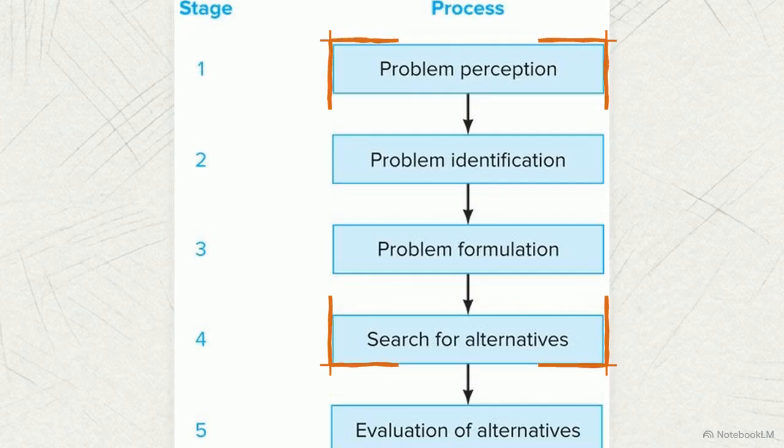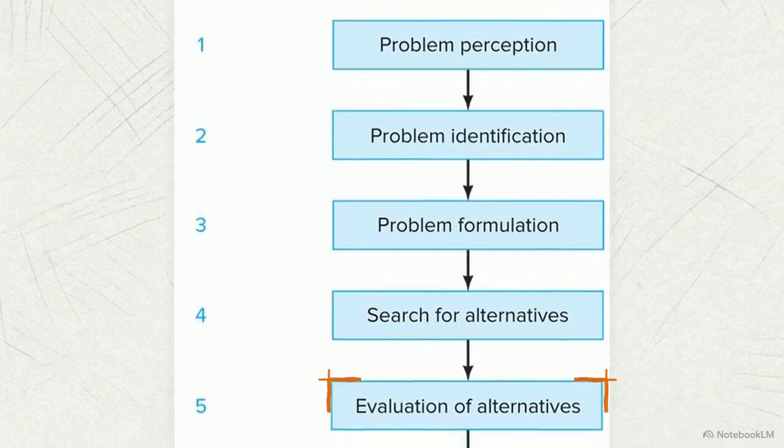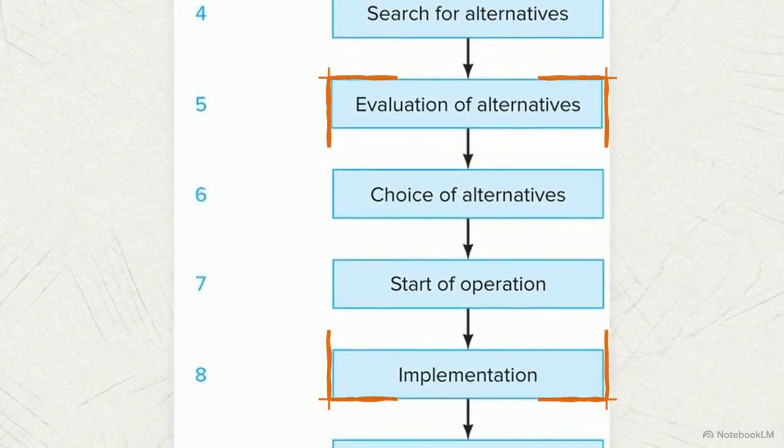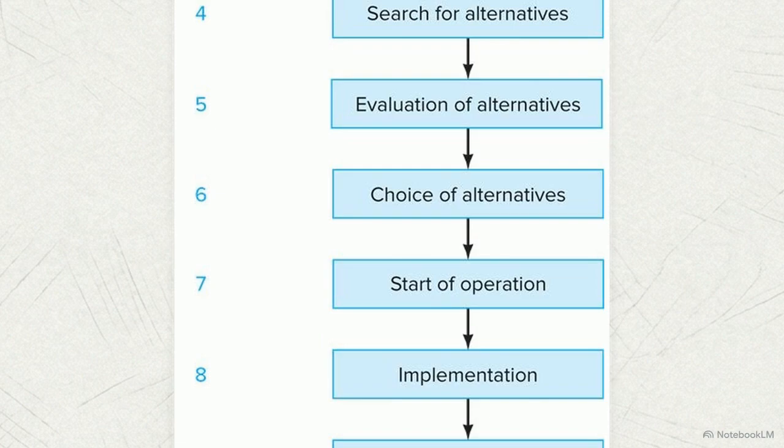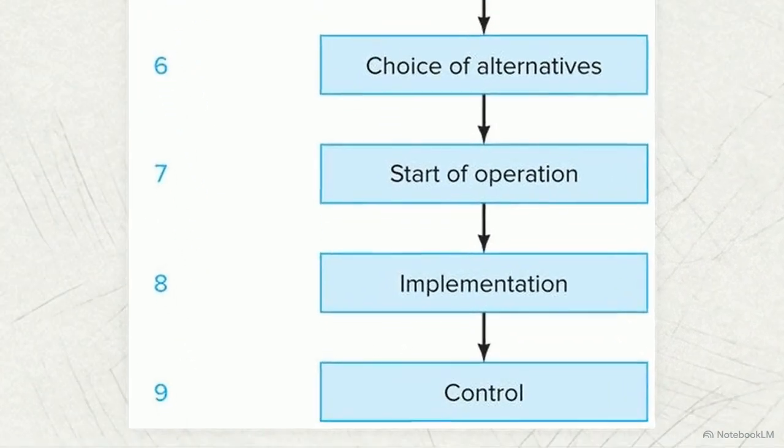The sequence begins with the analytical phases: recognizing a problem, defining the specific issues, and brainstorming possible alternatives. Then come the action phases: comparing the pros and cons, selecting the best option, and implementing the decision on the ground. The critical node is stage 9, control.